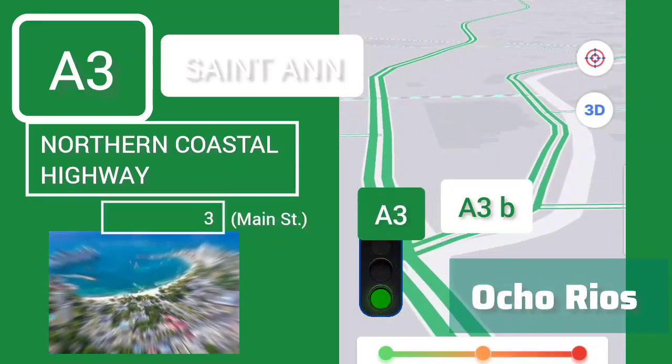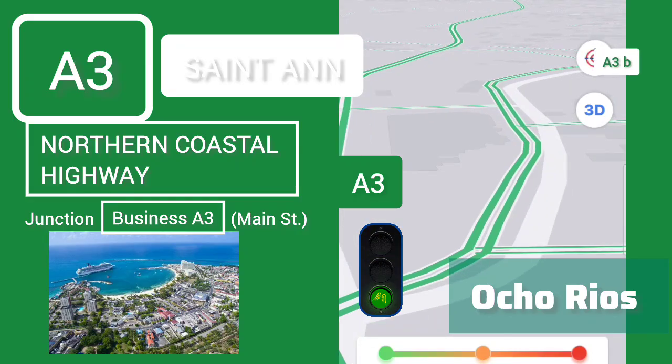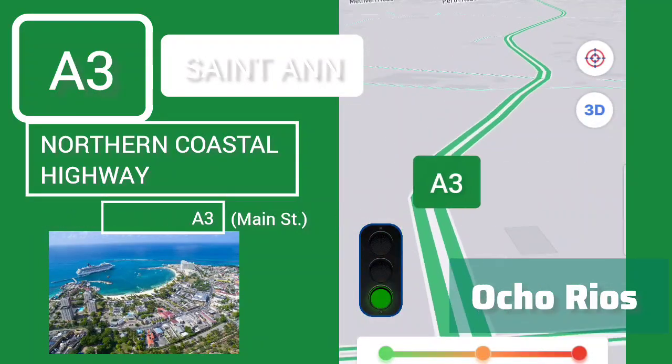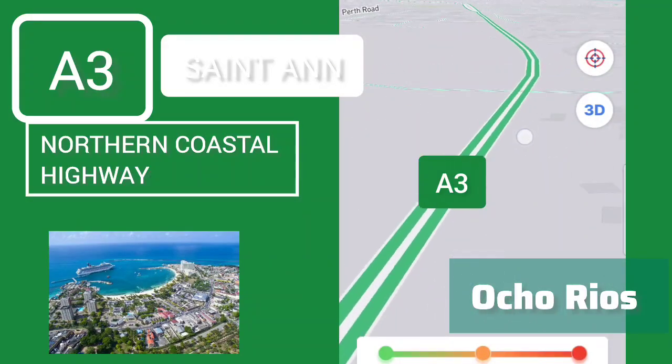Here we are meeting Main Street. So if you're heading into the town center, even though both roads are bringing us to the town center anyway, but if you're entering into the direct city center within the market district, this is Main Street and we're already there. But we're not taking Main Street, we're heading straight down along the Northern Coastal Highway.